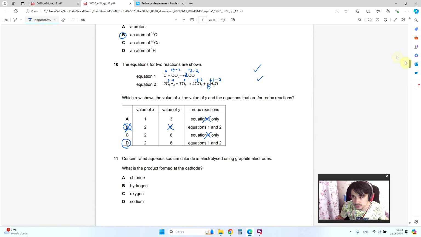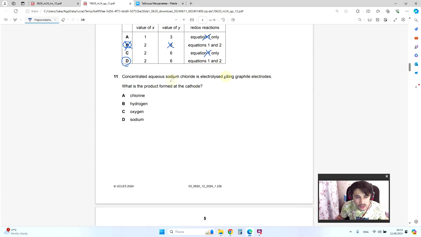Alright, next question. Concentrated aqueous sodium chloride is electrolyzed using graphite electrodes. What is the product formed at the cathode? Okay, so there is an electrolysis topic. So you have 2 electrodes connected to the battery, plus and minus.